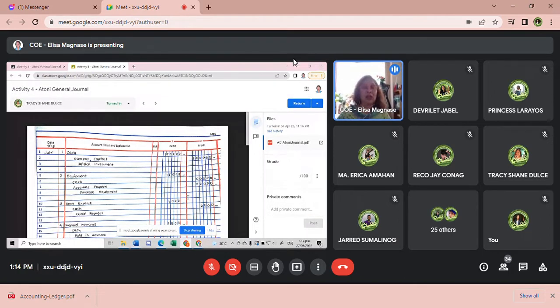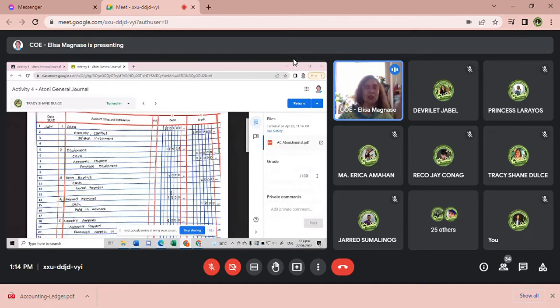Look at the entry in number 1. You will debit cash, you credit campus capital, so correct. And then you acquire an equipment, you debit 72, and then you pay in cash. So, we cannot see it, for everybody's consumption.